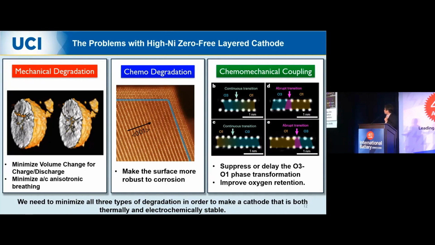The first is that we need to minimize the volume change during charge and discharge. We need to minimize the A over C anisotropic breathing such that the particle wouldn't fracture. We want to make the surface more robust to corrosion so you don't have a very thick rock salt buildup. And the third thing is the chemomechanical coupling that I showed previously. You have to suppress or delay the O3 to O1 phase transformation, or the H2 to H3, depending on which one you use, and you have to improve the oxygen retention. Only if you meet all three criteria can you make a commercially successful cathode.